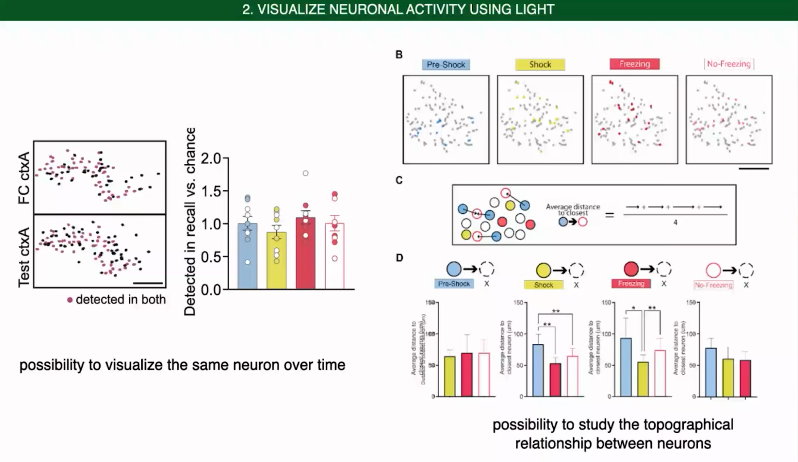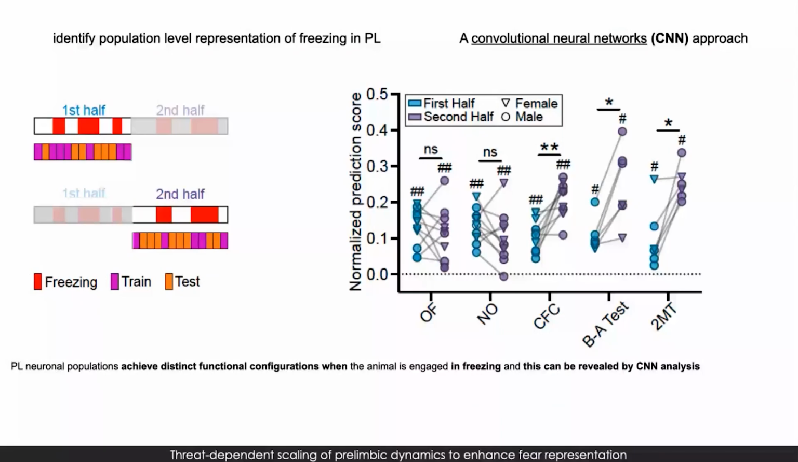And also, this is one aspect of the calcium imaging which is unique, which is the possibility to visualize the same neurons over time. But another very interesting aspect of calcium imaging is that since we can visualize where the cells are, we can then study the topographical relationship between neurons. I'm going to skip this part because it's a bit too complicated, but we can go back later if you have any question.